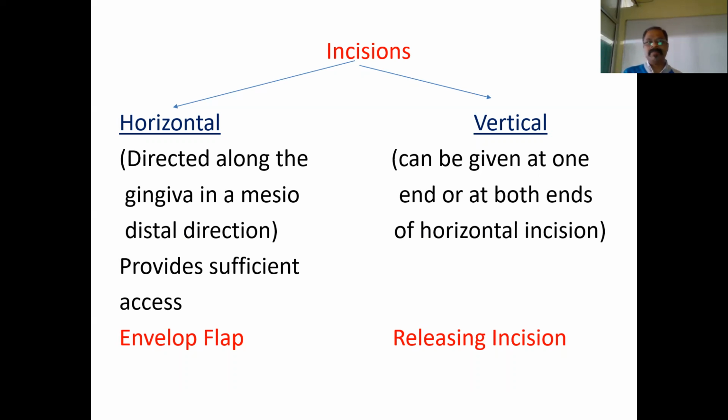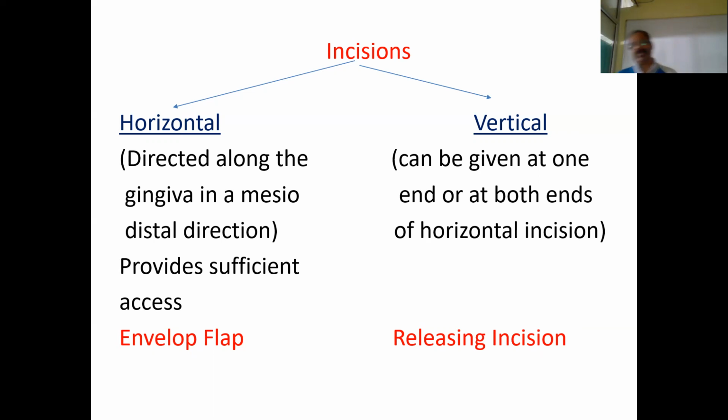Okay, you've seen an envelope, right? An envelope basically is lifted out like this, isn't it? So it is going to be lifted out like this. That means the base is intact, but still you have sufficient access to know what is there inside the envelope, right? So that is what is meant by an envelope flap. Again, I repeat, horizontal incisions are given along the mesiodistal direction, and it provides sufficient exposure or access to the root surface and to the bone surface, and these are called envelope flaps.